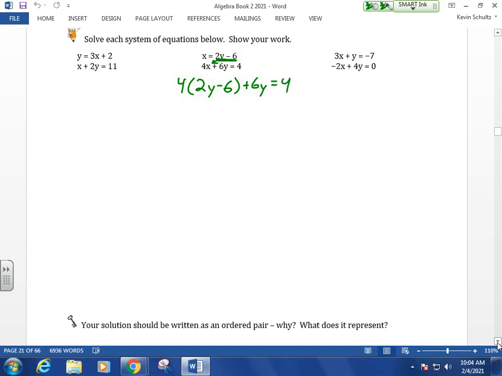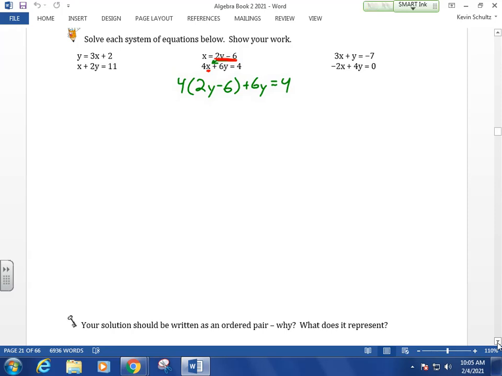Right? Everything else in that second equation stayed the same. The only difference is that I replaced my x variable with the expression that it equals, 2y minus 6. Anyone need me to stop? Good? Keep going a little bit? Okay, good over here? All right, okay.